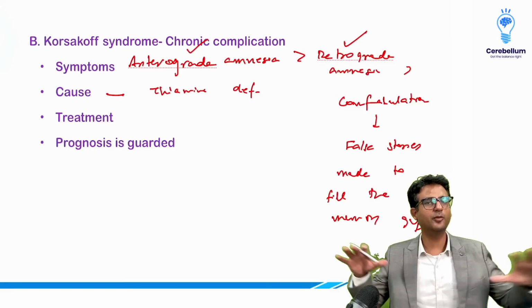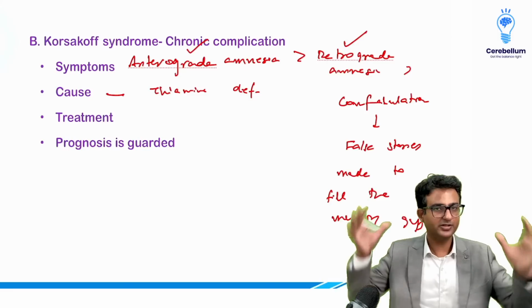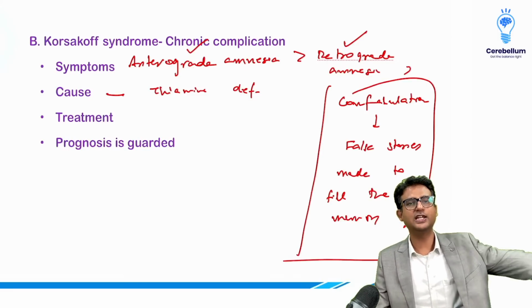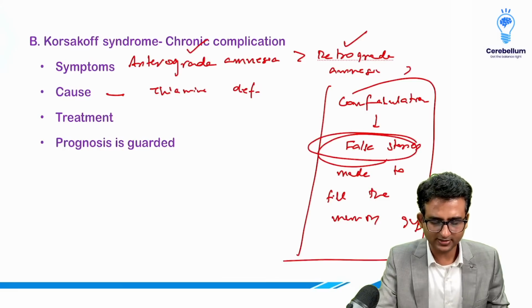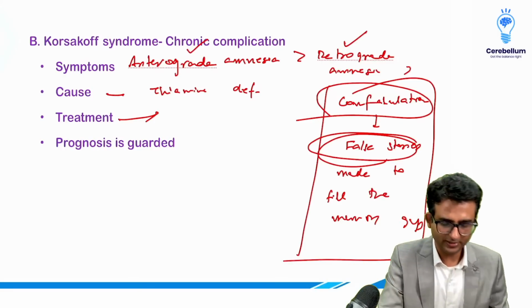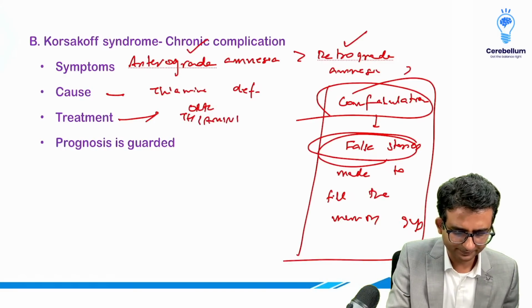Patient comes back home from outside in the evening, wife asks, where were you? Patient does not remember. Patient makes up a story: I went to that relative's place and then both of us went to the park. This false story that he is making is confabulation caused by thiamine deficiency. So treatment is also thiamine, but this time oral thiamine, long-term oral thiamine.